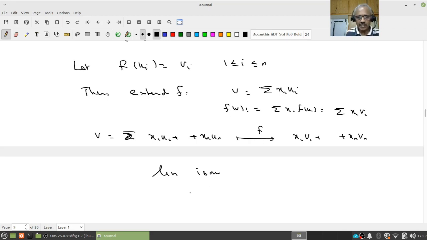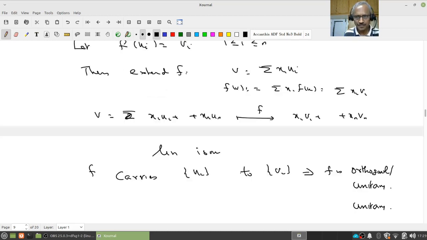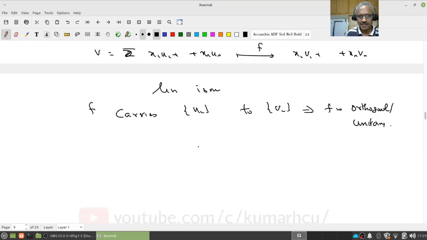Now notice that this is a linear map. This linear map carries ui, an orthogonal basis, to another orthogonal basis vi. Therefore f is orthogonal or unitary. That's it. We have solved the problem. Think about it.